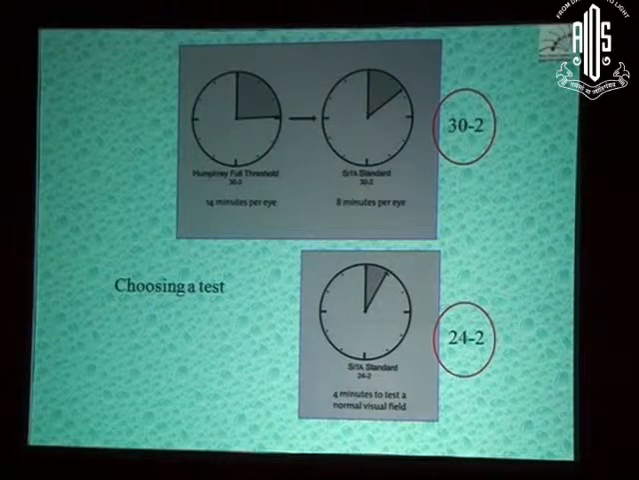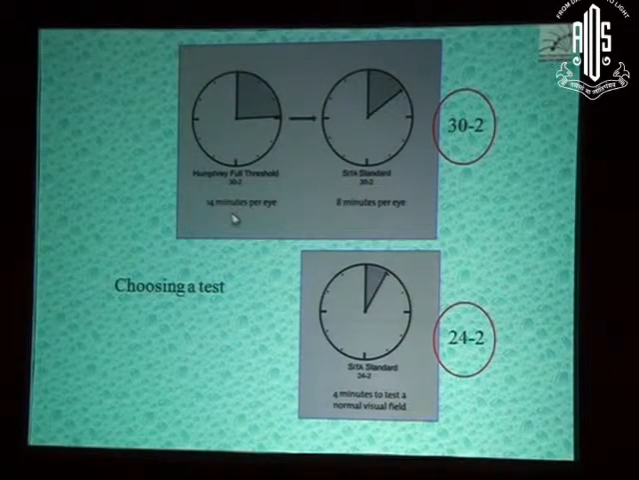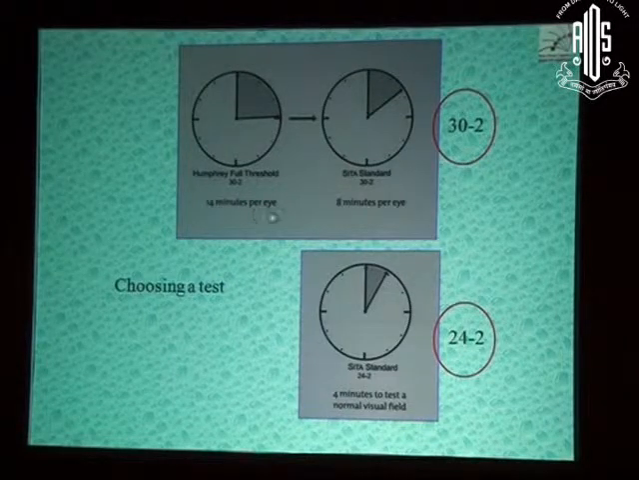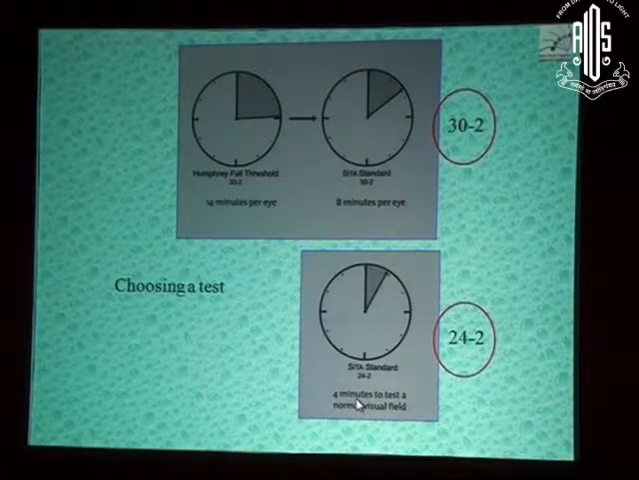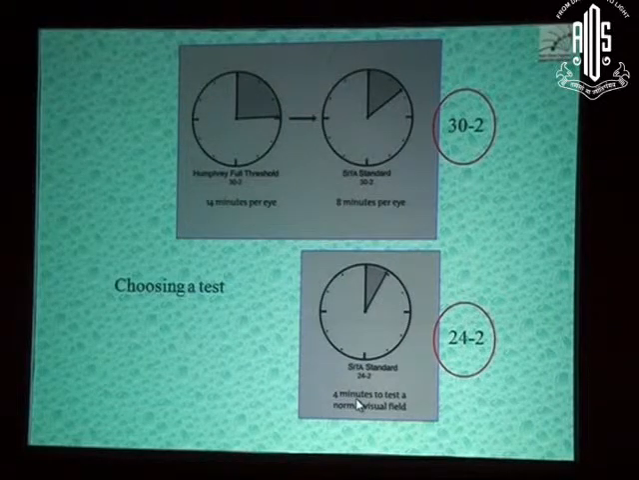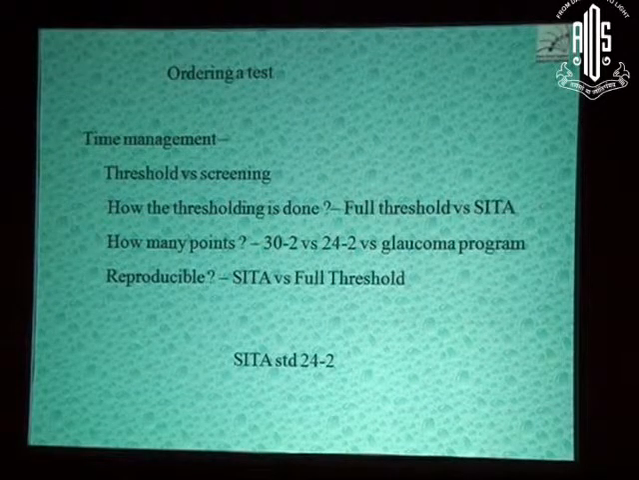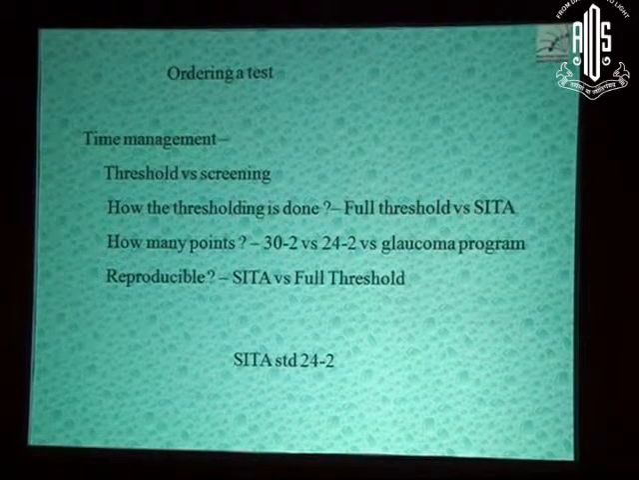If you think of standard full threshold perimetry in 30-2, it takes about 14 minutes per eye, whereas in 30-2 SITA standard it takes 8 minutes. Instead of 30-2, in 24-2, for the normal eye the SITA program takes about 4 minutes, maybe a glaucomatous eye a little bit longer. So you know about how much time it takes. The less time it takes, the easier it will be for the subject to cooperate.